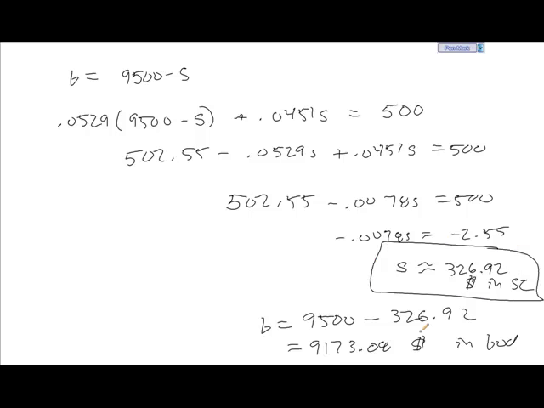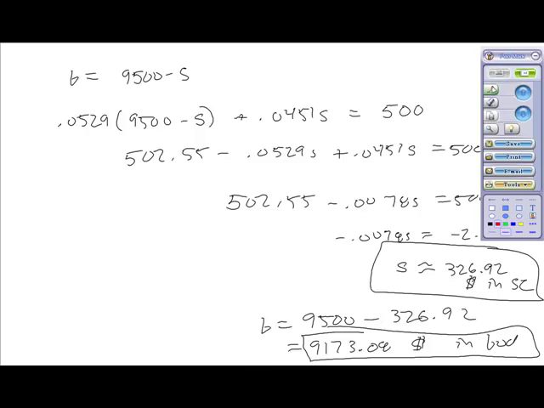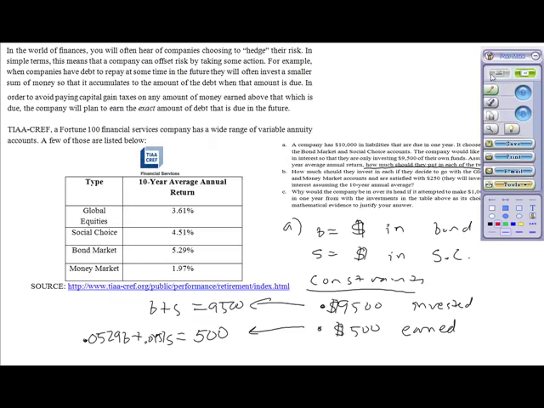So here are my two answers. Here's what I want to figure out. And this will ensure that the company exactly meets its constraints, which are that $500 of interest is earned and a total of $9,500 is invested.